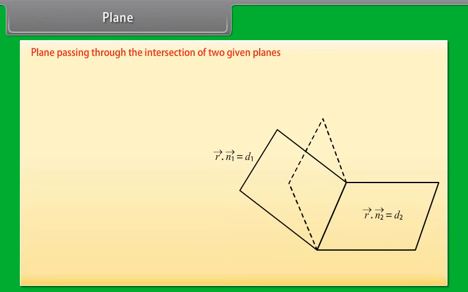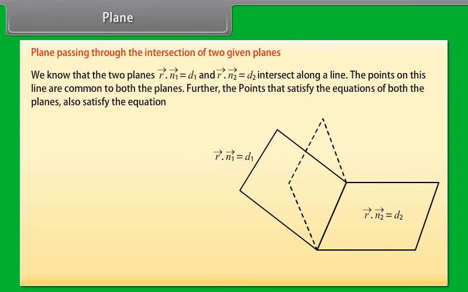Plane: plane passing through the intersection of two given planes. We know that the two planes, the dot product of vector r and vector n1 equals d1 and the dot product of vector r and vector n2 equals d2, intersect along a line. The points on this line are common to both the planes. Further, the points that satisfy the equations of both the planes also satisfy the equation: the dot product of vector r and vector n1 plus lambda n2 equals d1 plus lambda d2, where lambda belongs to R.